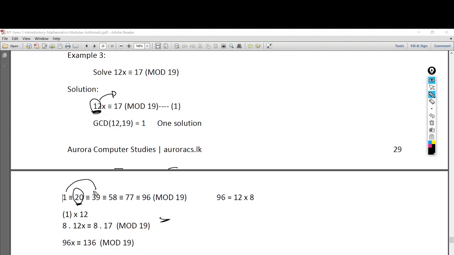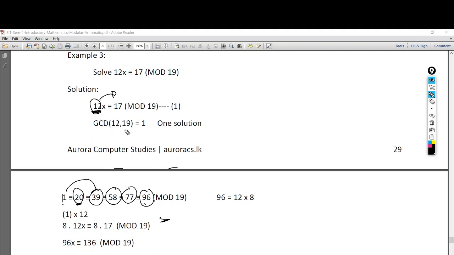20 plus 19 is 39. No, I can't multiply 12 by a number and get 39. So I am going to the next one. Next one, no, 12 multiplied by any number, I am not getting 77. The next one, 96, yes, I am getting 96 when I multiply 12 by 8. So therefore, I know that 96 is congruent to 1.